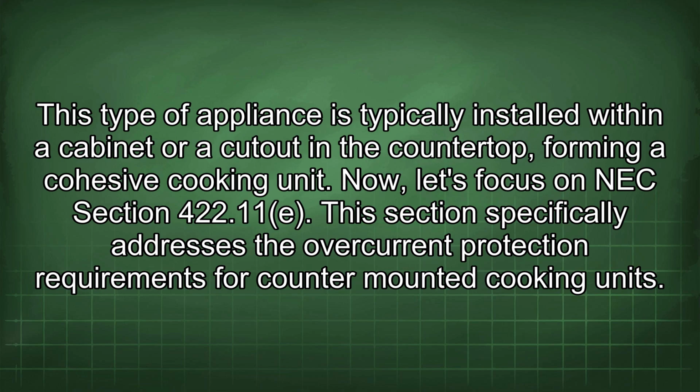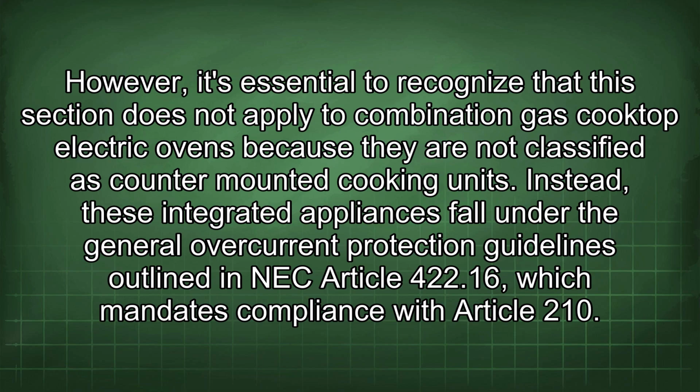Now let's focus on NEC Section 422.11. This section specifically addresses the overcurrent protection requirements for counter-mounted cooking units. However, it's essential to recognize that this section does not apply to combination gas cooktop electric ovens because they are not classified as counter-mounted cooking units. Instead, these integrated appliances fall under the general overcurrent protection guidelines outlined in NEC Article 422.16, which mandates compliance with Article 210.